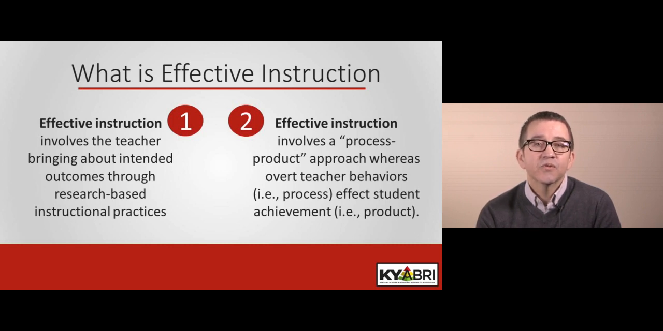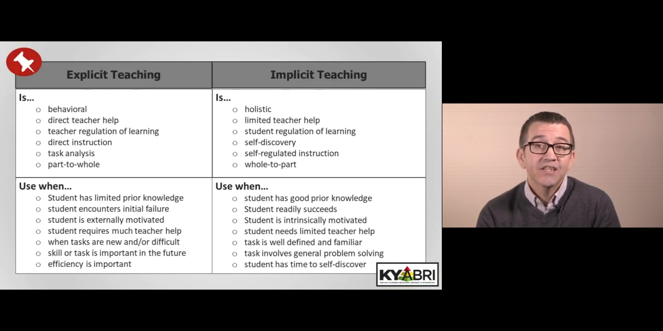Effective teaching research and educational reform initiatives through the years have alternated between advocating for the use of either an explicit, teacher-directed approach or an implicit, student-centered approach. As you can see by the slide, explicit teaching is behavioral, it requires direct teacher help, it involves teacher regulation of learning, direct instruction, it involves a task analysis, and it involves more of a part-to-whole manner. While implicit teaching is more holistic. It involves limited teacher help, it's student regulation of their own learning, it involves student self-discovery, self-regulated instruction, and then it's more of a whole to part.